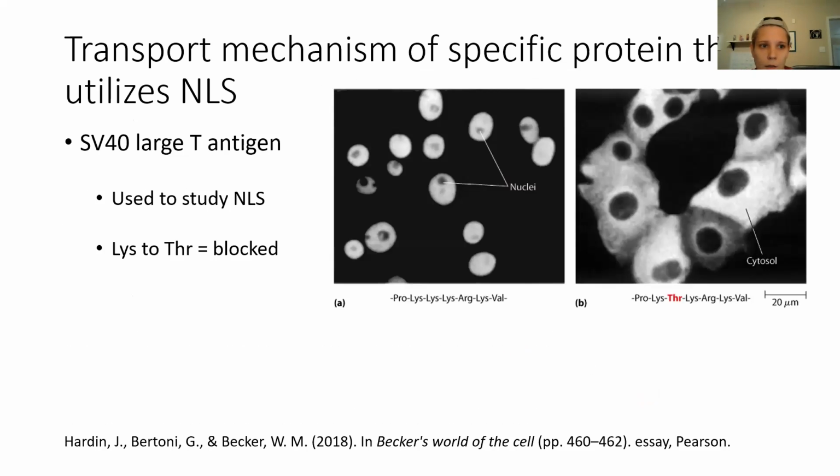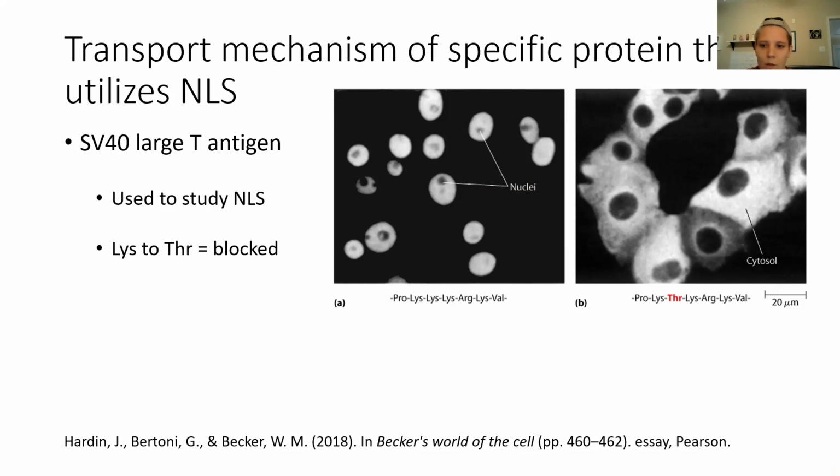Okay, and then last thing, the transport mechanism of a specific protein that utilizes NLS. So this was in the book. This is SV40 large T antigen. It was used to study NLS, and what they looked at is when one of the 7 amino acids, specifically lysine, is mutated to threonine, the nuclear import of the antigen was blocked.